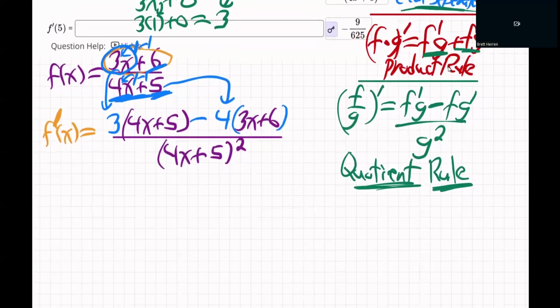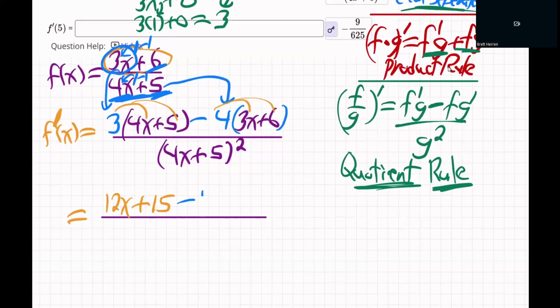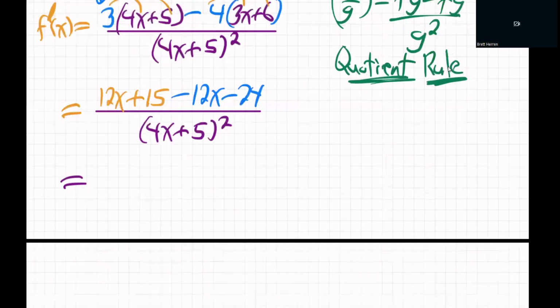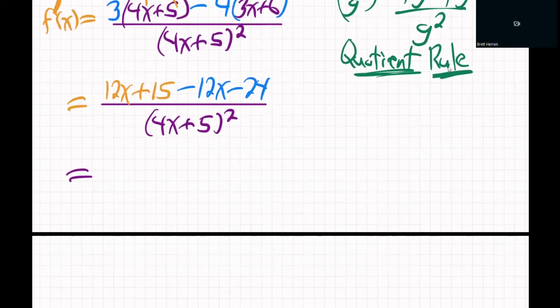So now let's just clean this up a little bit. This 3 is just going to distribute. Let me put a nice bar there for us. 12x plus 15, and then this guy distributes. This will be minus 12x minus 24, and the denominator is just going to sit there. Okay. We're almost there now. But then we get to plug in. Okay. So let's keep going.